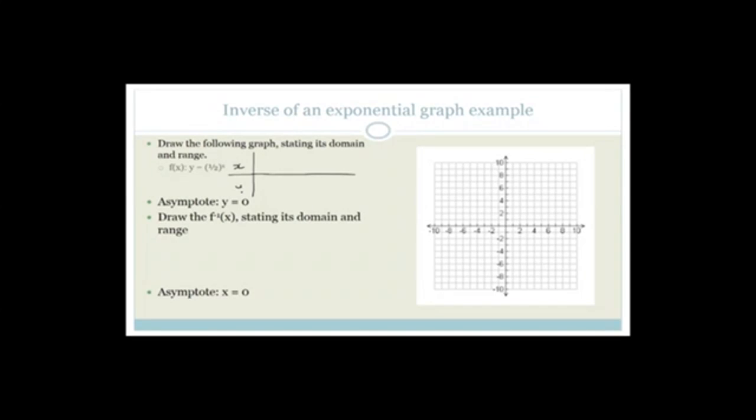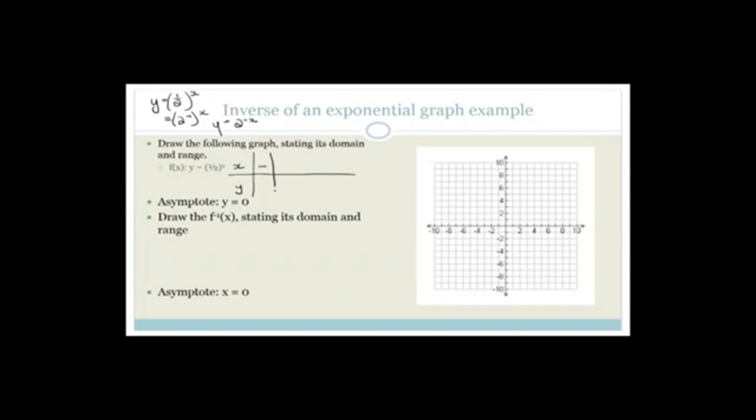First of all, this is x and this is y. Do you agree that this y is equal to half to the power of x? So do you agree that that is the same as saying 2 to the negative 1 to the power of x, which is going to be 2 to the negative x? Okay, so that is what we're actually plotting. Y is equal to 2 to the negative x.